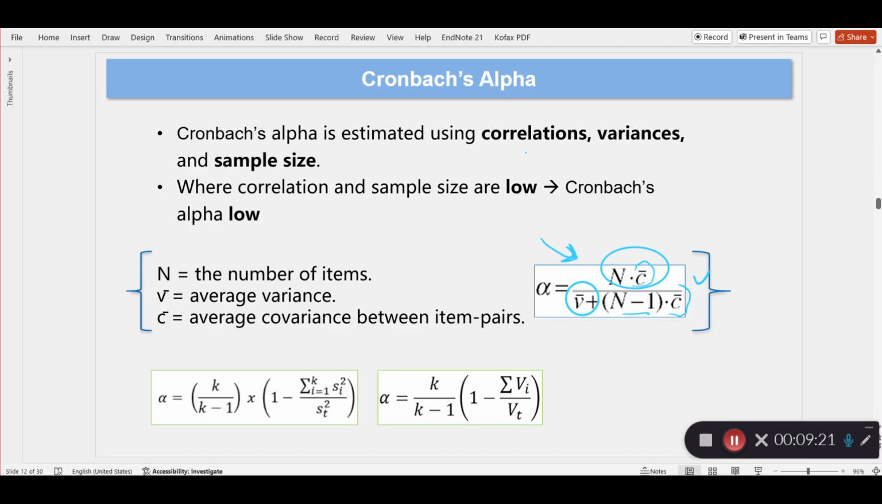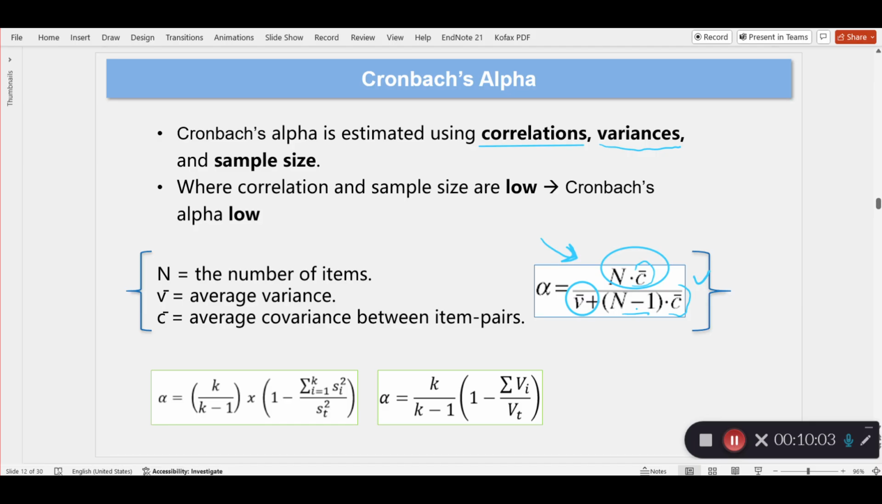So if we want to have a higher Cronbach's alpha value, we need to include items that have higher correlations, and relatively lower variances compared with correlations. Not necessarily low variance, but relative to the correlations between items, the variances are smaller. And a larger number of items always helps, because you can see that n is in the numerator and n minus 1 is in the denominator. In this case, if the n is larger, we will have a higher chance to get a higher Cronbach's alpha value.